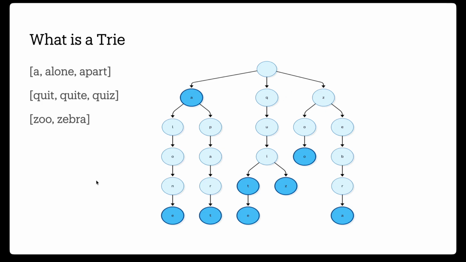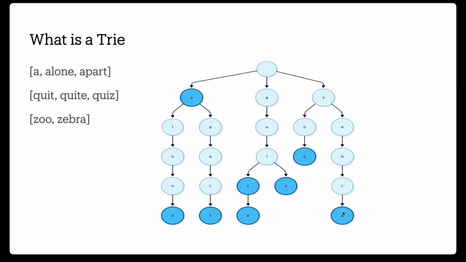So, how would we delete a word from this trie? Let's say we wanted to delete the word zoo. What we would do is start at the O, remove this node, then remove this node. But when we get to Z, we can't remove that node because it is a parent of zebra.